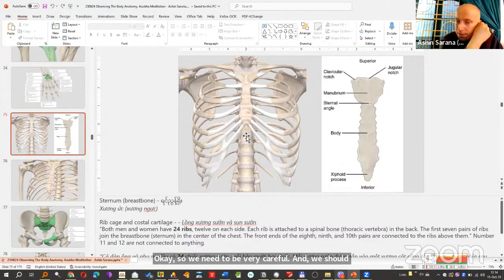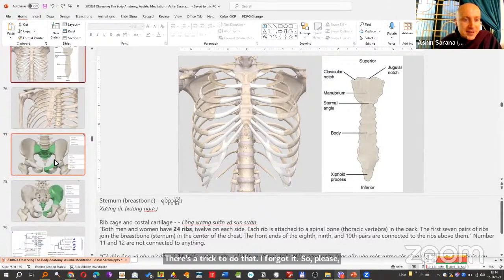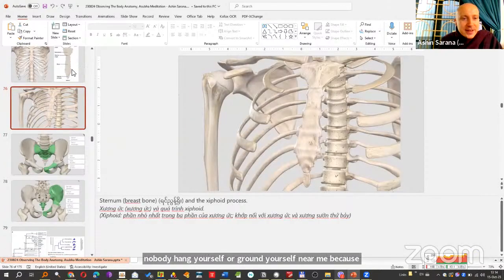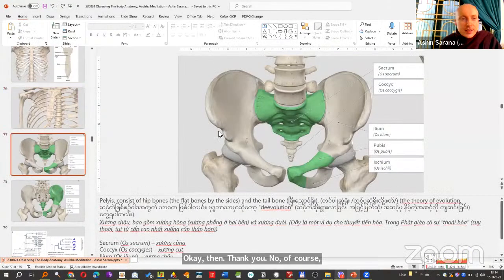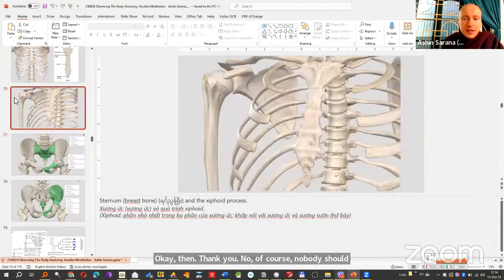There's a trick to do that. I forgot it, so please, nobody hang yourself or drown yourself near me, because I cannot help you. Okay, then, now, of course, nobody should ever drown or hang themselves ever anywhere for any reason.